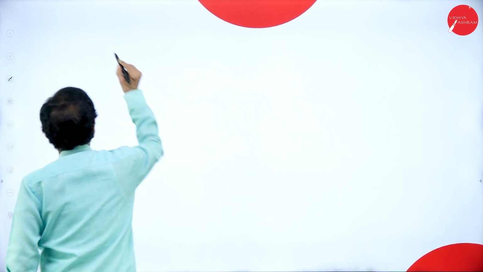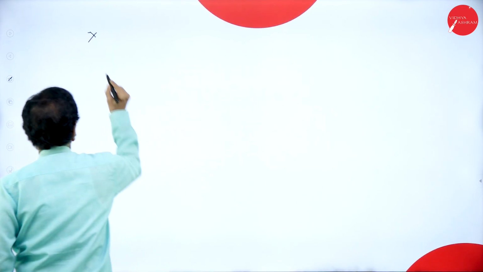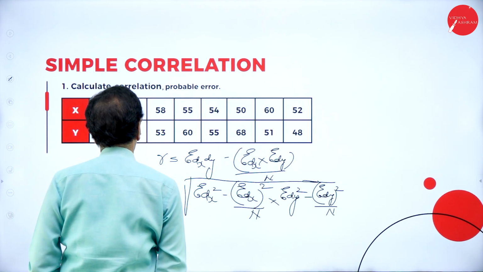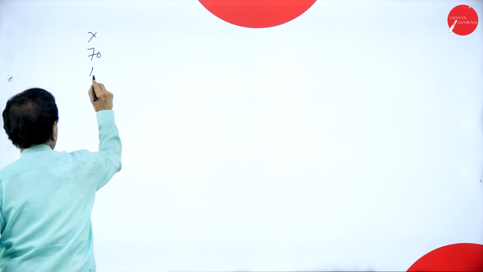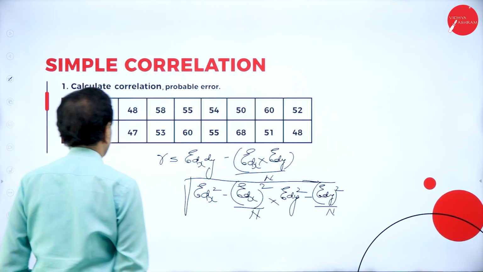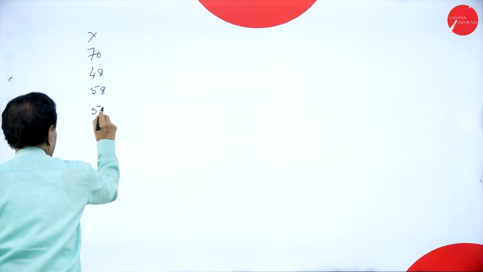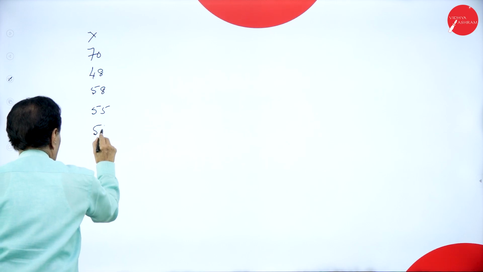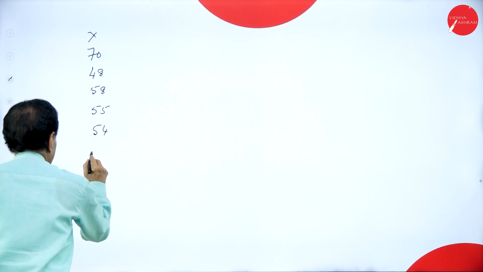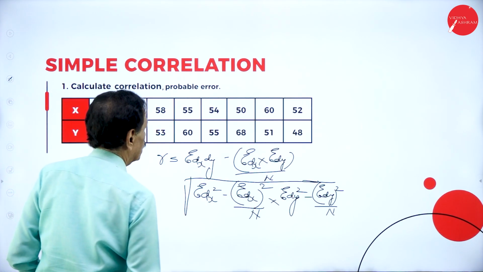X: 70, 48, 58, 48, 58, 55, 54, 55, 54, 55, 50, 60, last one 52.